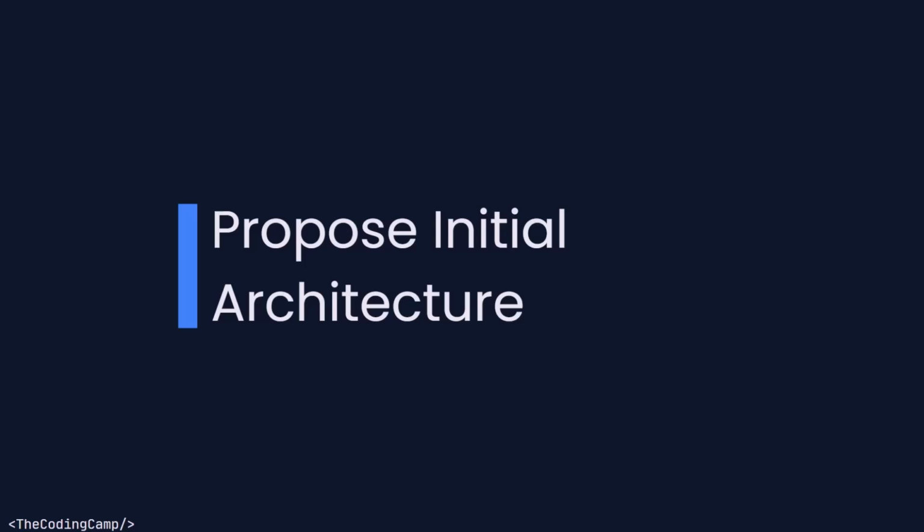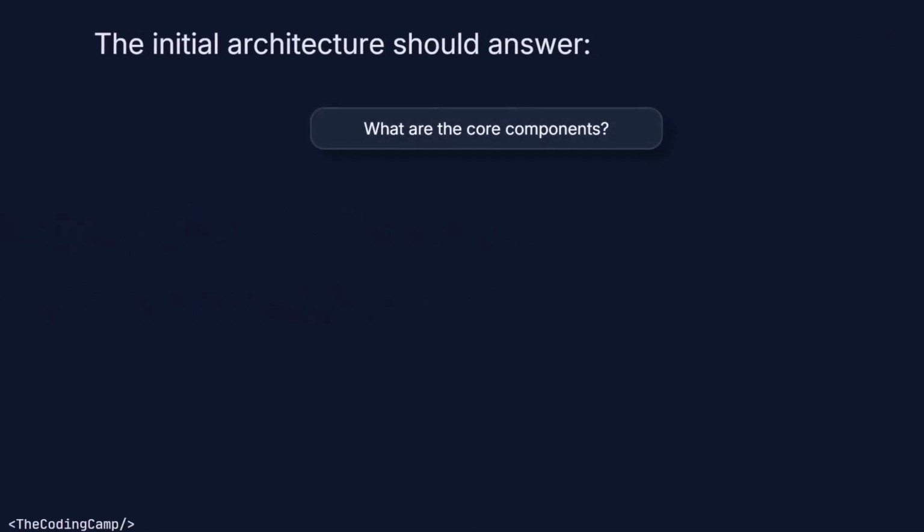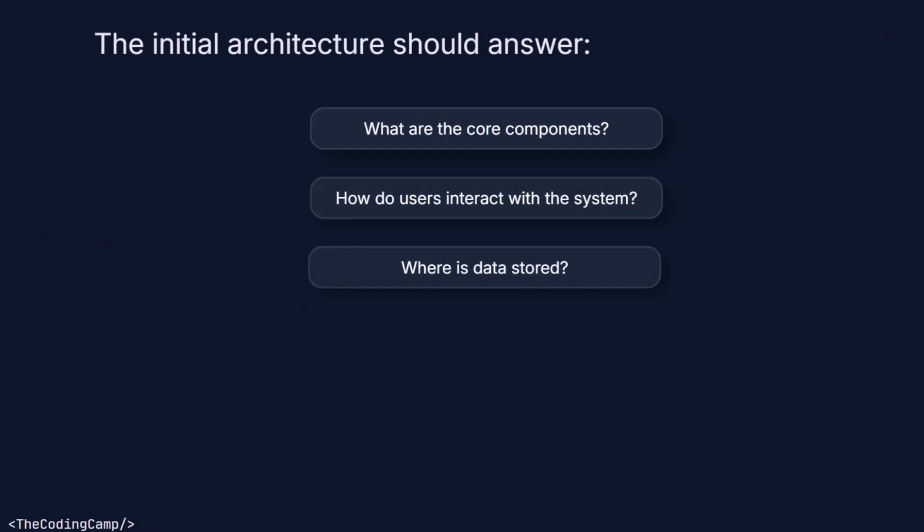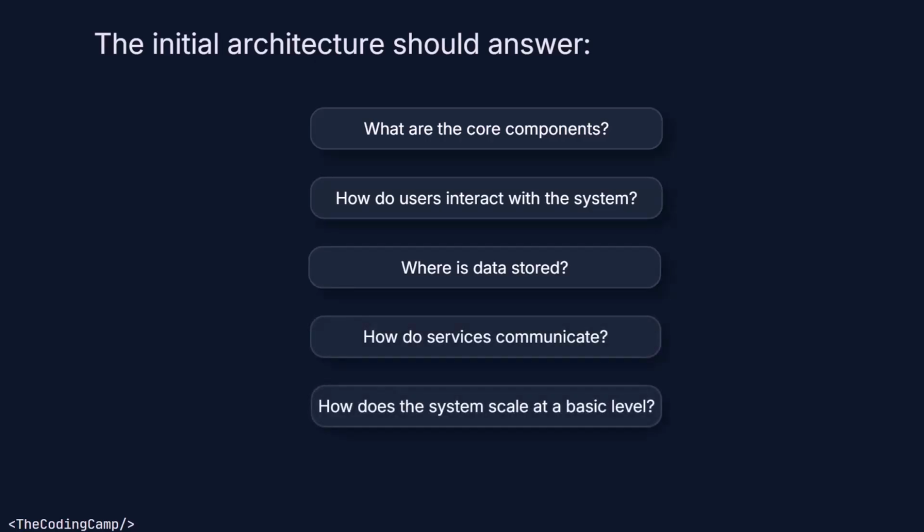After estimating the scale and capacity of the system, propose an initial architecture. Make sure that the architecture is simple, complete, and satisfies the functional requirements. The initial architecture should answer: what are the core components? How do users interact with the system? Where is data stored? How do services communicate? How does the system scale at a basic level? Think of it as the version 1 design. Then later you will improve it to satisfy the non-functional requirements.